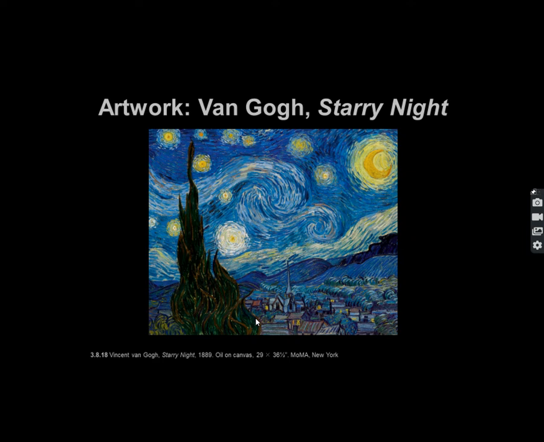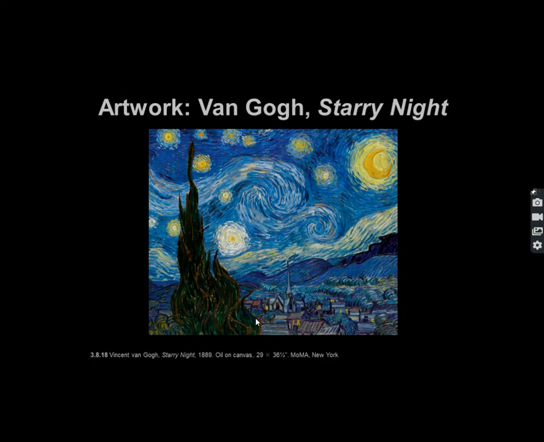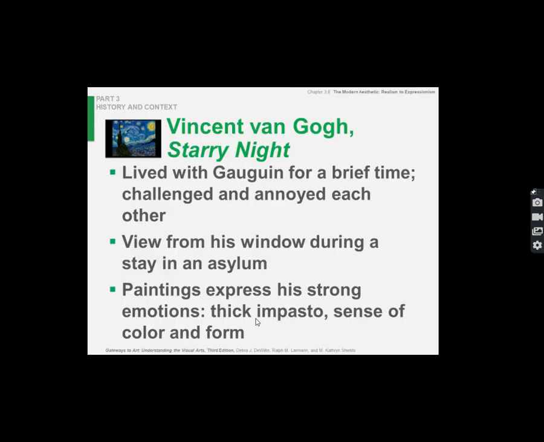Probably the most famous, not just Post-Impressionist, but famous artist in the world is Vincent van Gogh, and that's his painting Starry Night. Beautiful. Your book makes a good little comparison with our portal artwork, The Great Wave. You can see some very same visual similarities. That is not to say that Van Gogh saw this woodcut. He most likely never even knew about it.